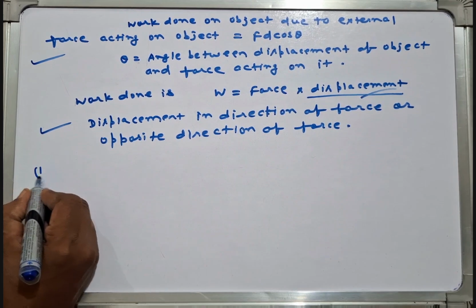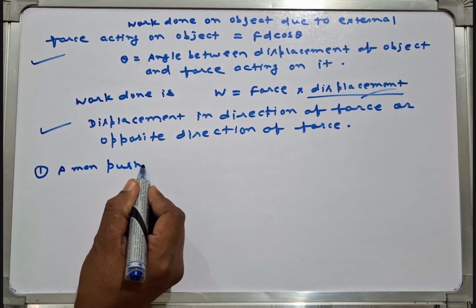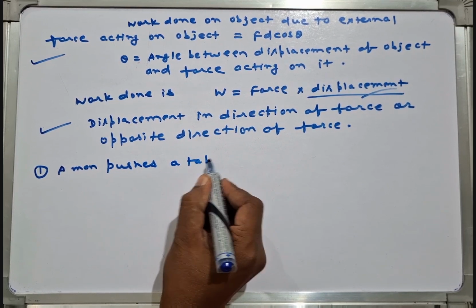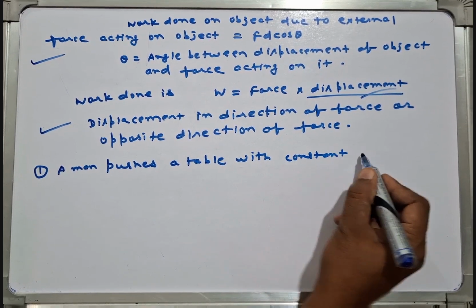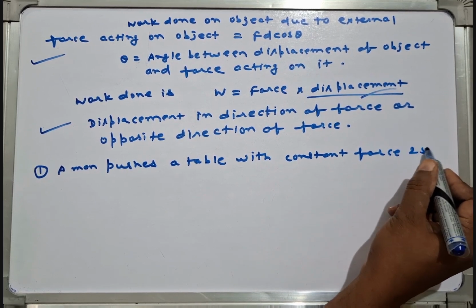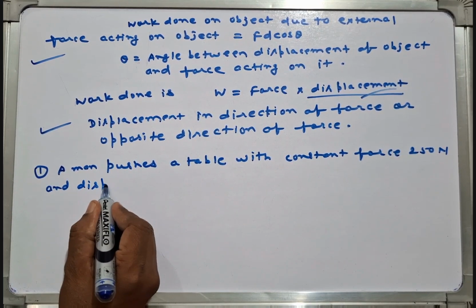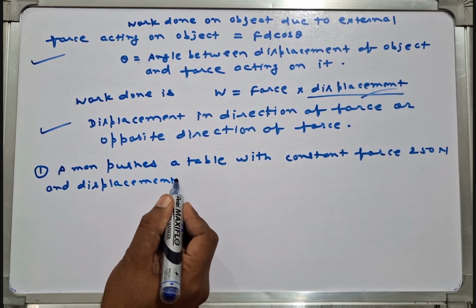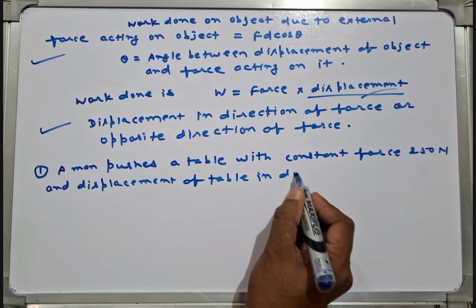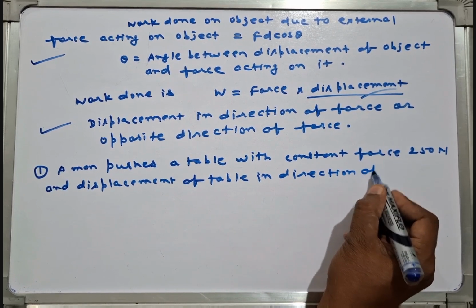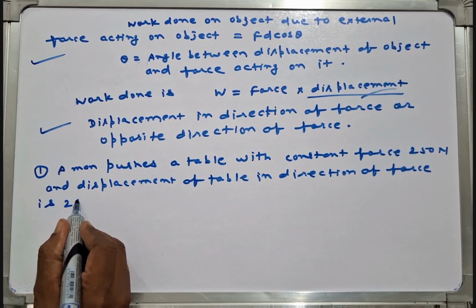Okay, see question number 1 here, guys. A man pushes a table with a constant force of 250 Newton and the displacement of the table in the direction of force is 25 centimeter.